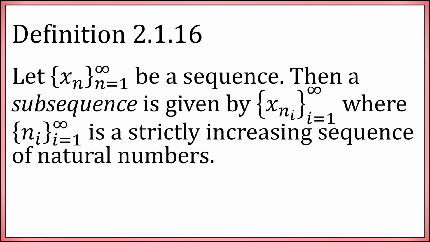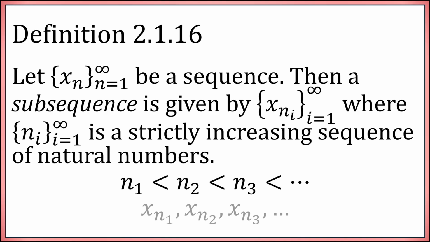So here is the definition of a subsequence. Suppose you have a sequence. A subsequence is given by x sub n sub i, where n sub i is a strictly increasing sequence of natural numbers. Strictly increasing simply means not allowing for equality in the monotone increasing definition. So n1 has to be less than n2, which has to be less than n3. You have natural numbers here that are definitely getting bigger, and those form the index of your subsequence. So a subsequence is something like x sub n1, x sub n2, x sub n3, and so forth.